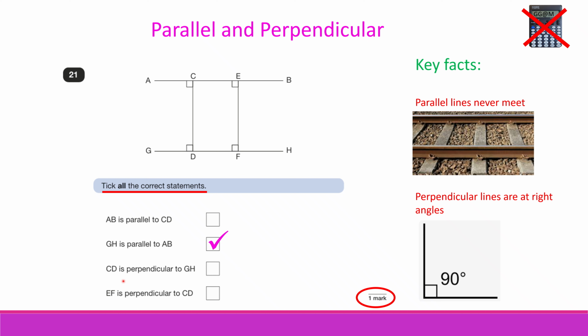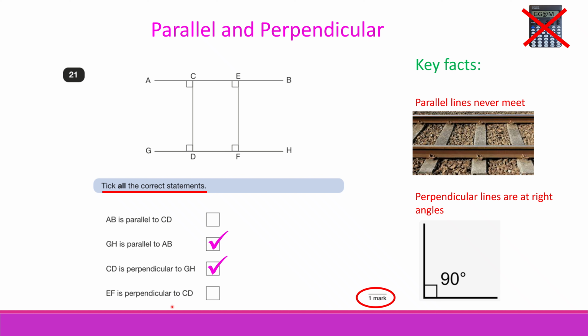Next, we're looking at C to D is perpendicular to G to H. So C to D is here and G to H is along the bottom. So you can see C to D, G to H. There is a right angle in between these 2. So when I'm looking at my right angle, it means they're perpendicular. So C to D is perpendicular to G to H, so give it a tick.